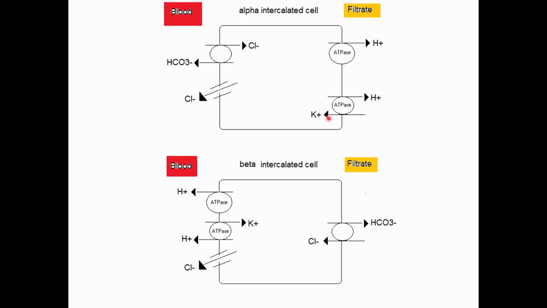And then we have a chloride bicarbonate exchanger, and chloride then can leak out. Now, how did the hydrogen get in? How did the bicarb get in? Well, the same way it got in the proximal tubule.